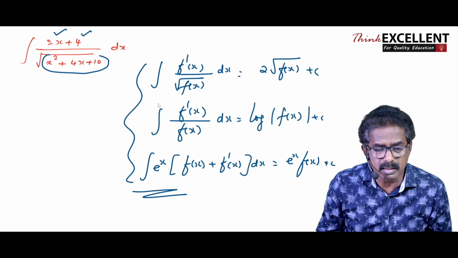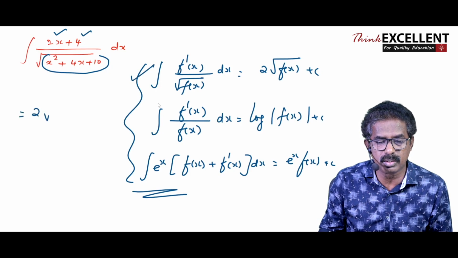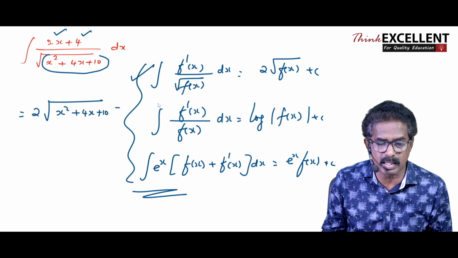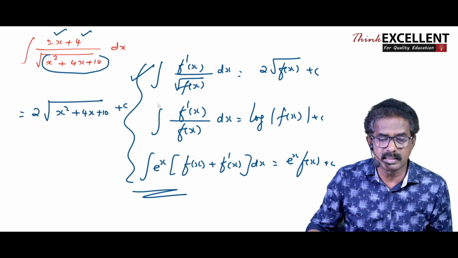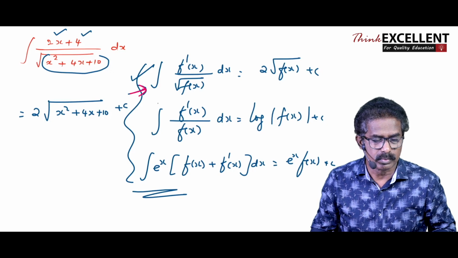Okay, now its derivative is here, so we are going to use this result. So your answer is 2 into root of f of x, x square plus 4x plus 10. So this is your answer, plus c. The reason is this formula. So using this formula we are getting that.